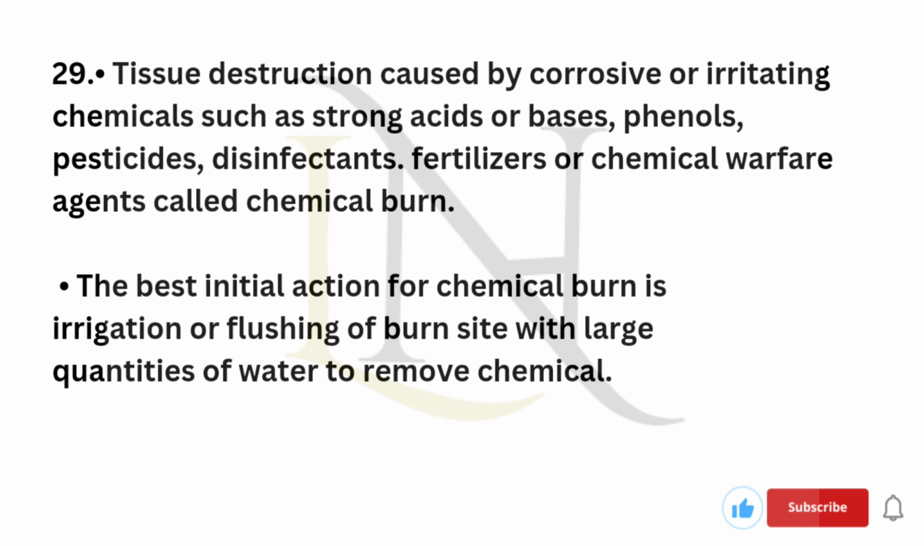Tissue destruction caused by corrosive or irritating chemicals such as strong acids or bases, phenols, pesticides, disinfectants, fertilizers or chemical warfare agents is called chemical burns. The best initial action for chemical burn is irrigation or flushing of burn site with large quantities of water to remove chemicals. Next MCQ.